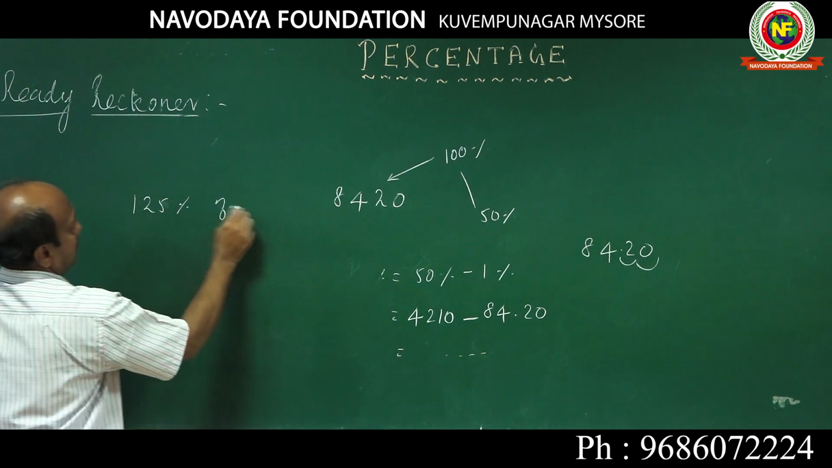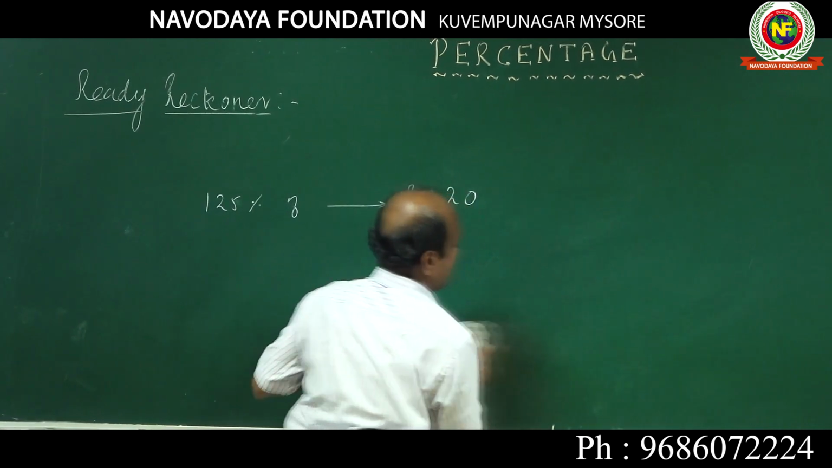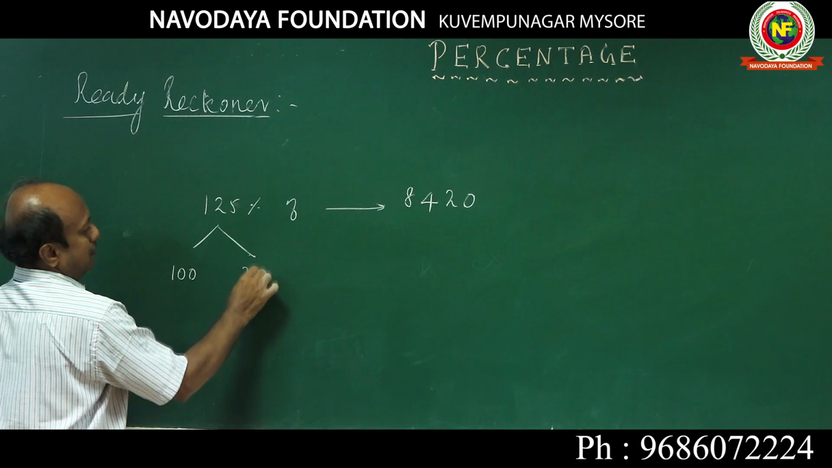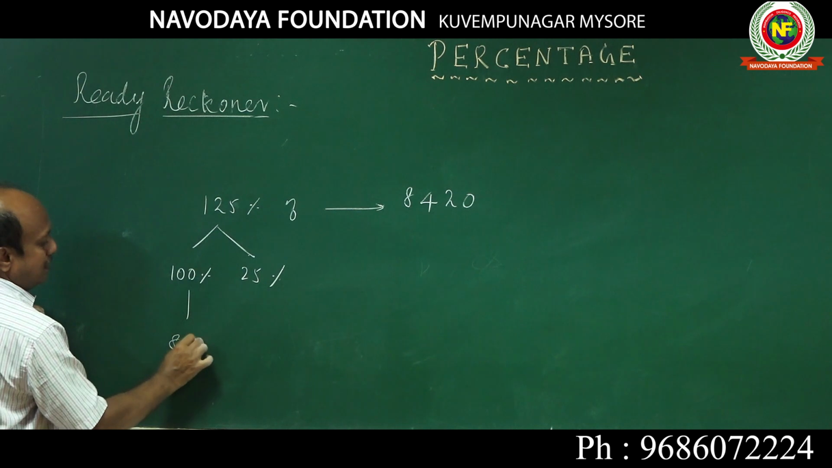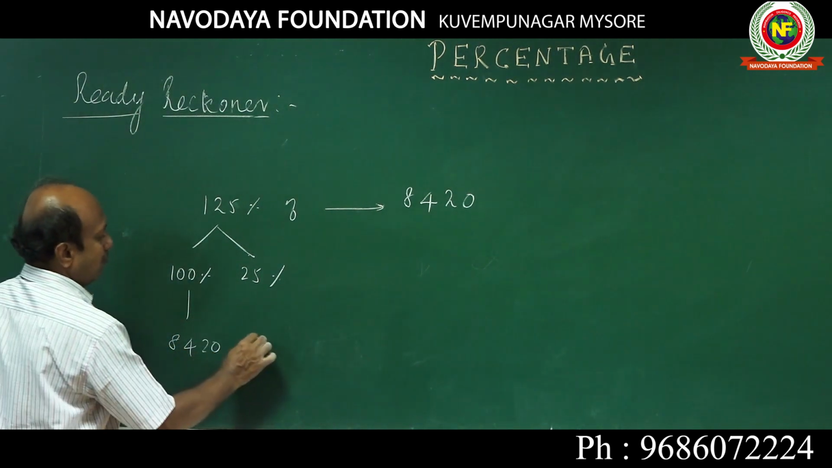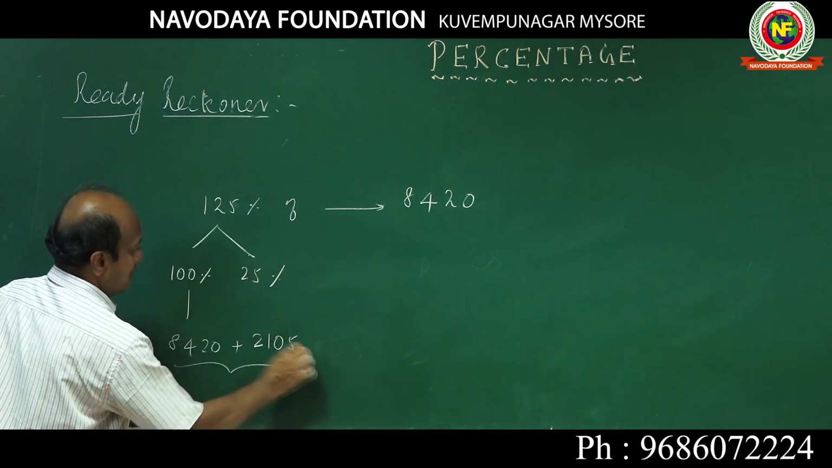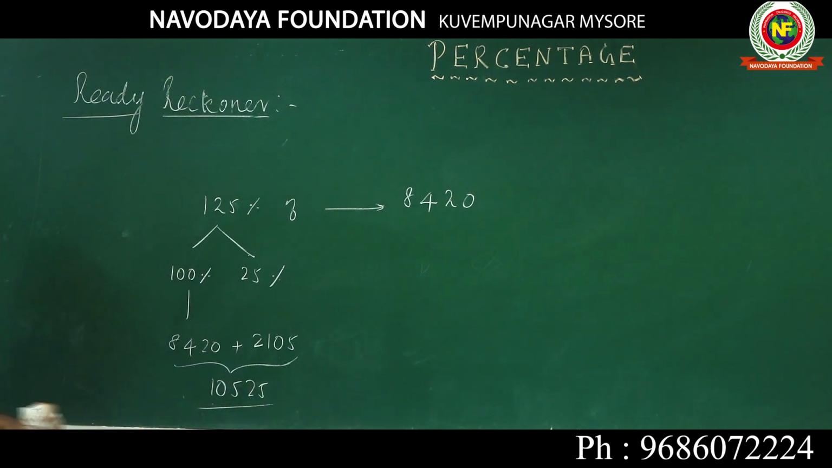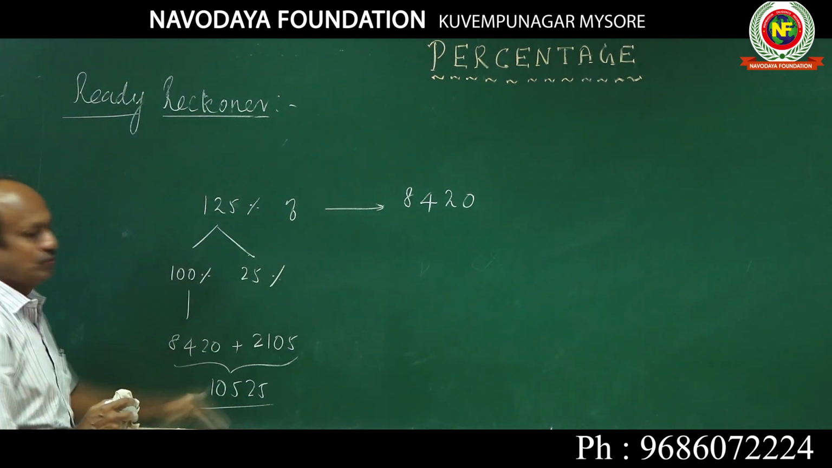How will you calculate the same thing for 125% of this number? 125% of this number. Right. This you can make as 100% and 25%. 100% is equivalent to 8,420. 25% is nothing but 1/4 of this. 1/4 of this is nothing but 2105. Therefore, you can easily add it. It's nothing but 10,525. Not even 1/5 of the time which is required in the usual manner.